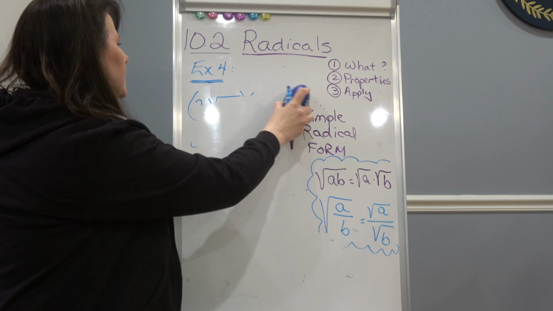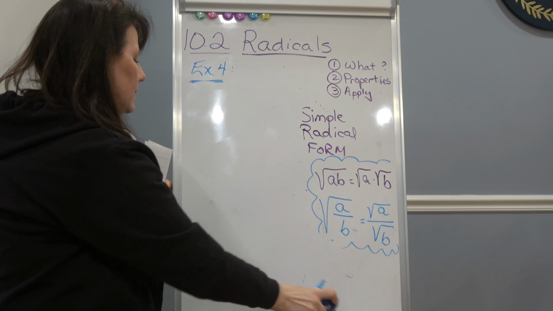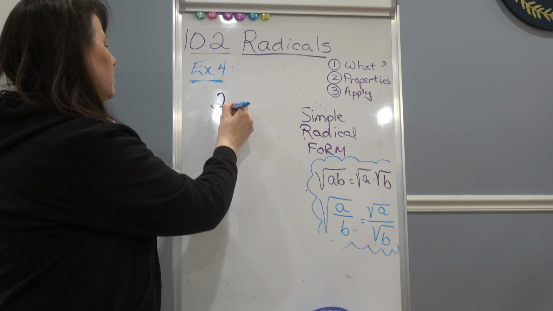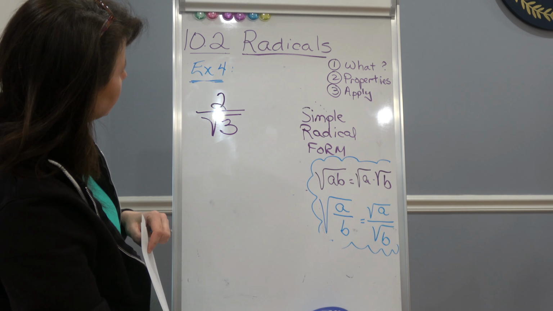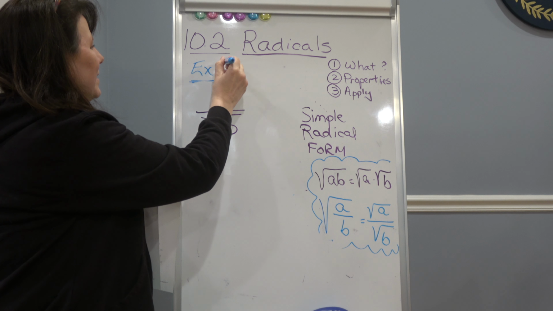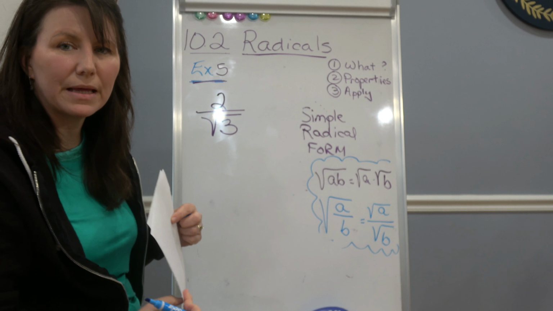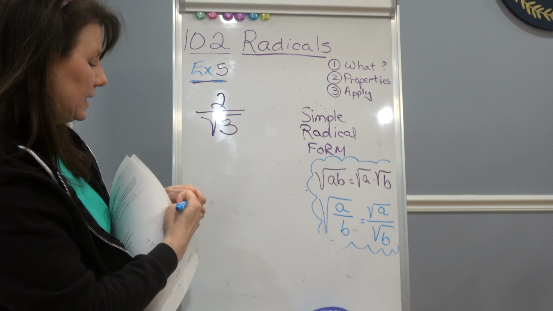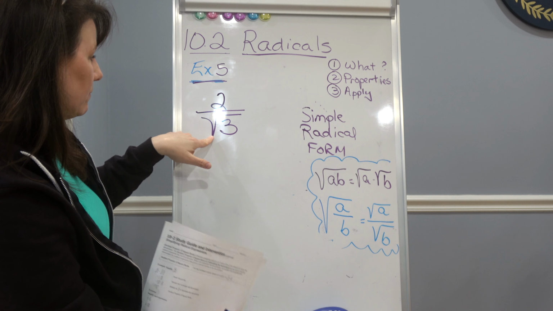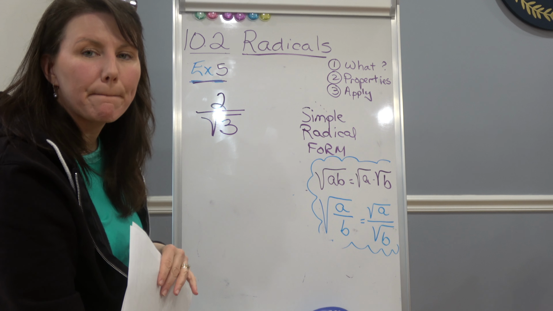So let's say we had 2 divided by the square root of 3. You might be thinking, well, you really can't do much with that because the square root of 3 can't be simplified. And we can't divide anything here because we have one in a radical, the other one's not in a radical. So what could you do for that?